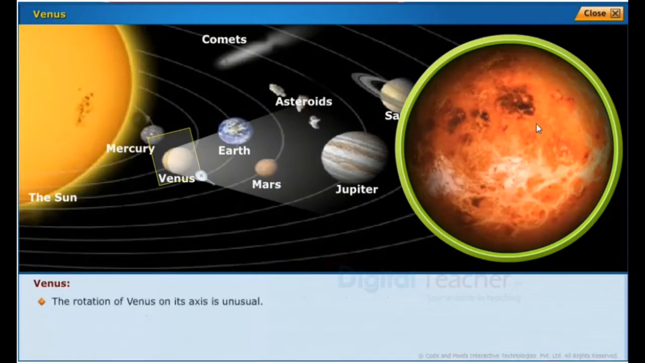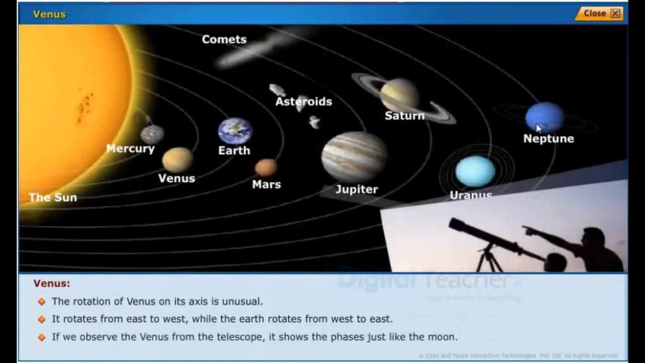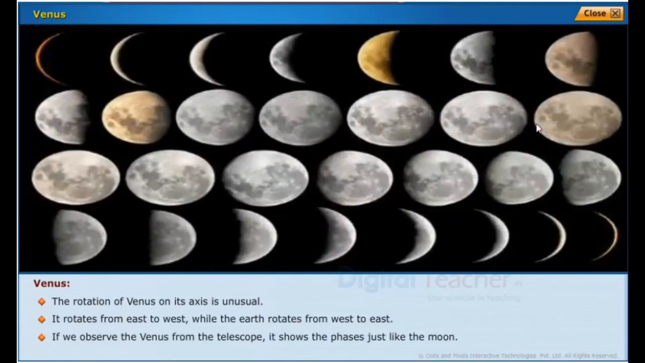The rotation of Venus on its axis is unusual. It rotates from east to west while the Earth rotates from west to east. If we observe Venus from the telescope, it shows the phases just like the Moon.